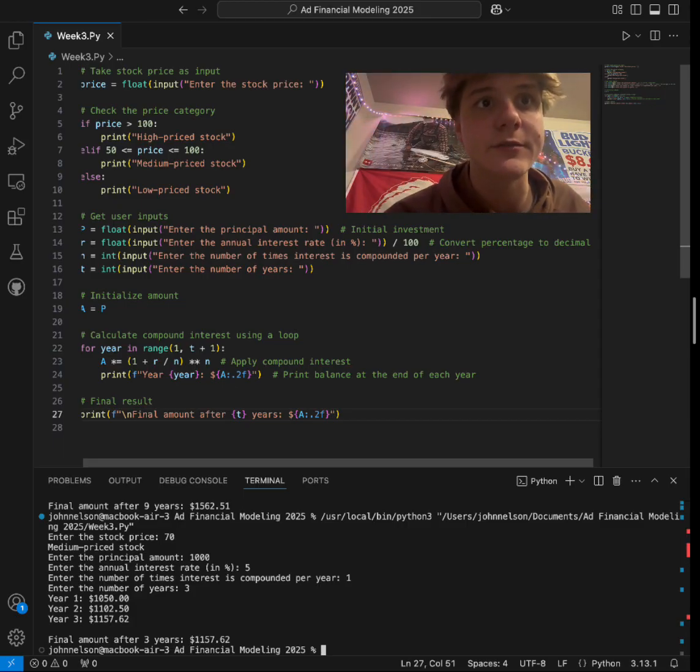So you can see as our results, we entered the stock price as 70 for the example, and it told us that that is a medium price stock. But if we had entered 120, it would have been a high price stock, and if we entered 30, it would have been a low price stock.